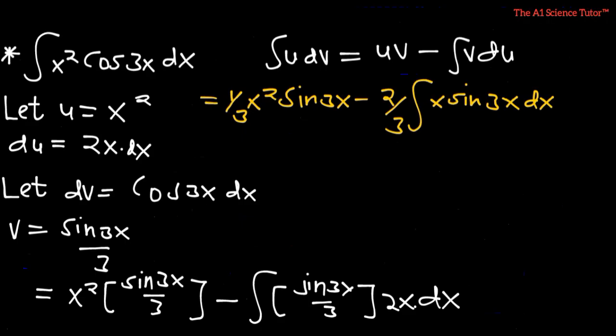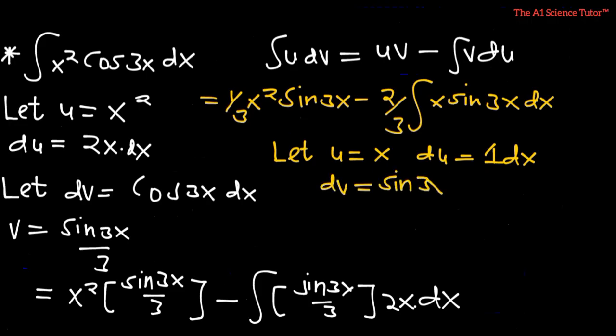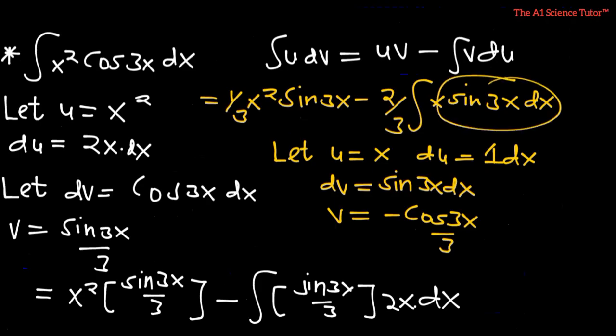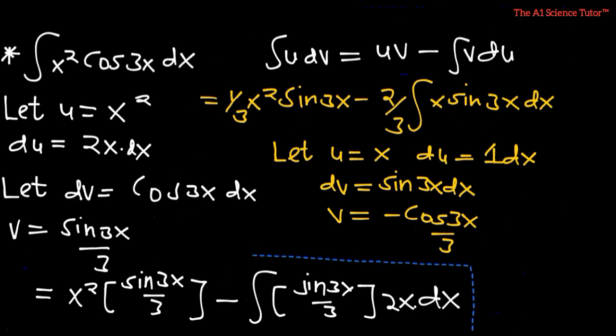So first off, we're going to make u to be x. And so we know that du is going to be 1 dx, basically. Then we have dv to be sine 3x dx. So we know that v should be negative cosine 3x divided by 3. So we need to take all this and plug it into this. So I'm basically going to wipe this out.